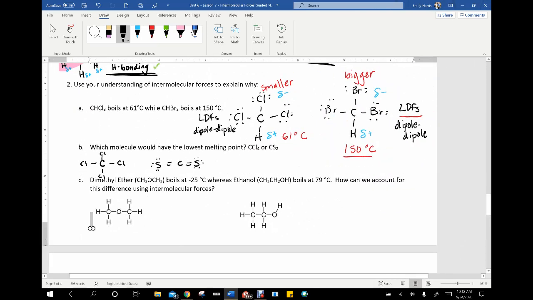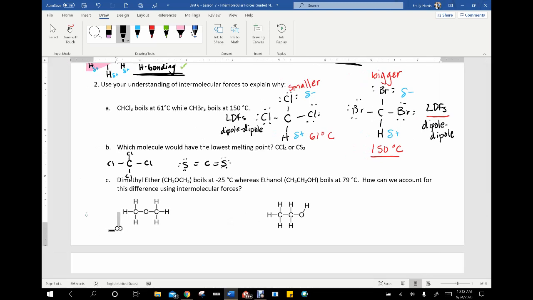All right, so it says dimethyl ether, that's this guy over here, boils at negative 25 degrees Celsius, whereas ethanol boils at 79 degrees Celsius. How can we account for this difference using intermolecular forces? Anytime you get one of these questions, it's a good idea to list out what intermolecular forces you see. We know both of them will have London dispersion forces, and they've got an oxygen there, so we can decide that these are probably going to be polar molecules as well.